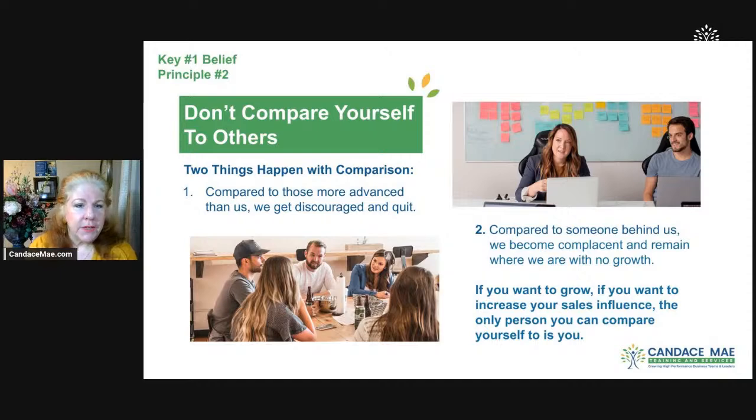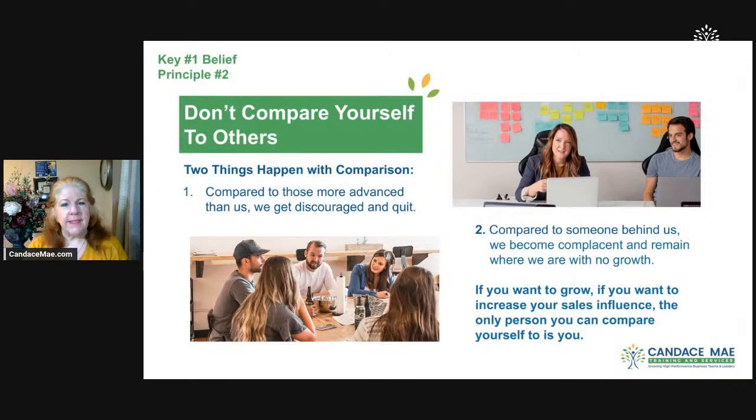The second half of the key of belief in yourself is not to compare yourself to others, because one of two things is going to happen when you compare yourself to others. The first thing is you may compare yourself to someone who's better at selling than you. And when you compare yourself to someone who's better, someone who's been in the field much longer, you're going to get discouraged. And you just want to throw your hands up and say, why bother? Like, I'm going to quit. I'm not going to do this.